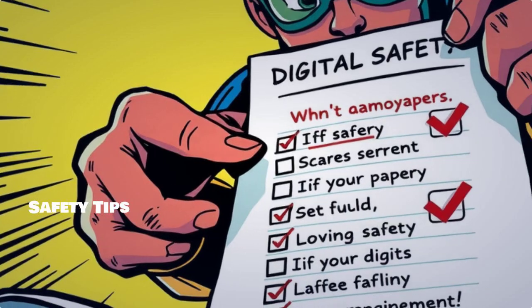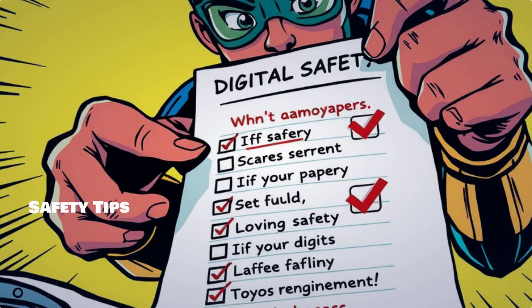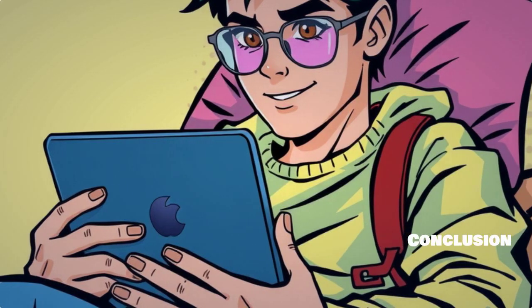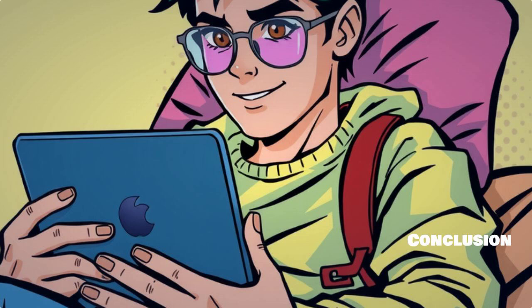Before you dive in, always prioritize your digital safety. Respect your school's policies and use these methods responsibly. In summary, you now have 3 effective ways to access Instagram on your school Chromebook. Give them a try, but remember to stay responsible.